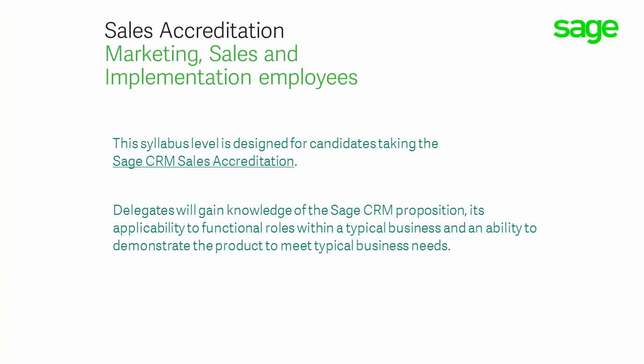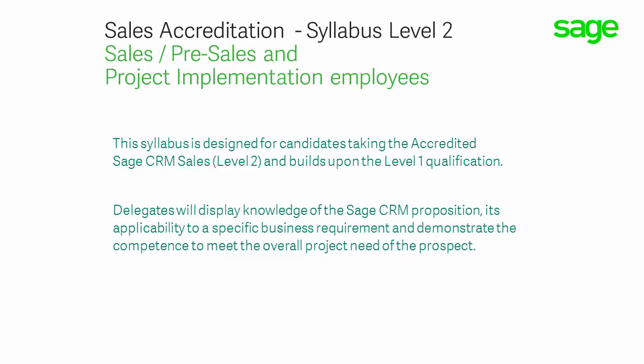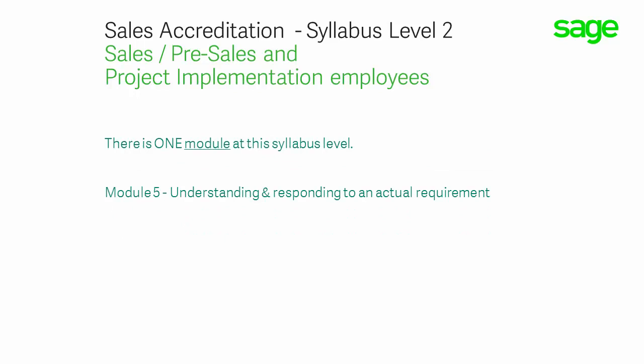The syllabus is designed for candidates taking accredited Sage CRM Sales at Level 2 and builds upon the Level 1 qualification. Delegates will gain knowledge of the Sage CRM proposition, its applicability to a specific business requirement, and demonstrate competence to meet the overall project need of the prospect.